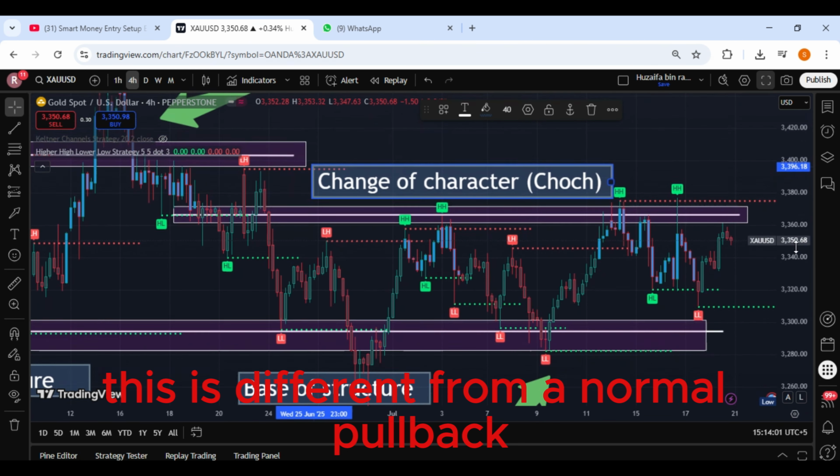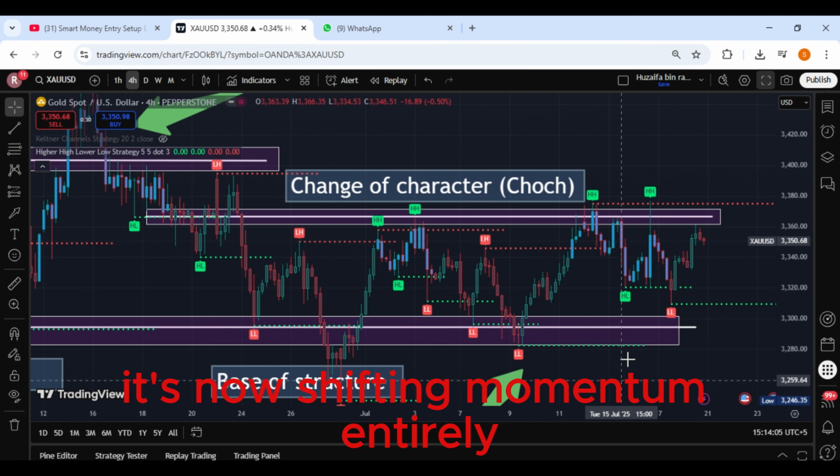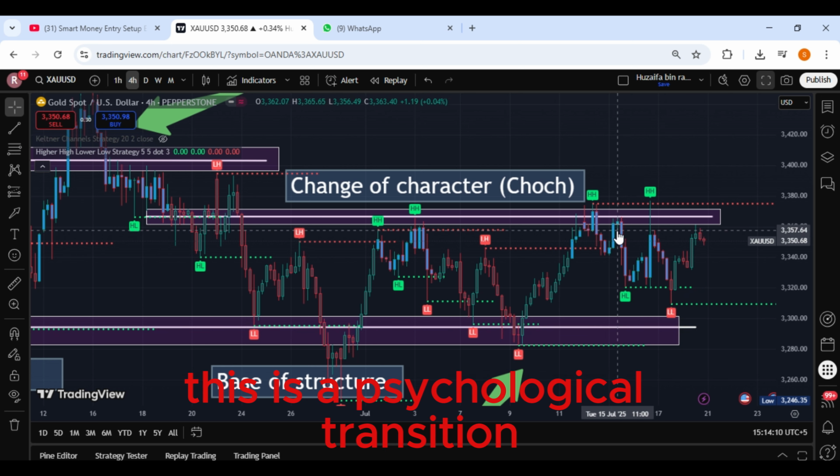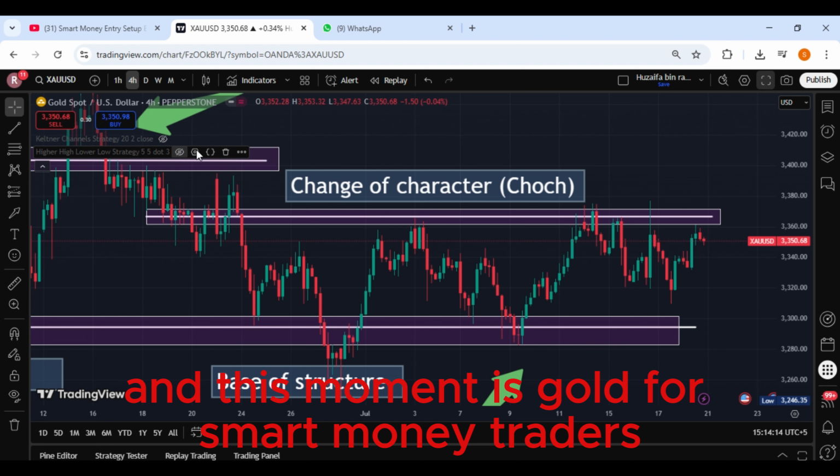This is different from a normal pullback. The CHoCH tells us the market is no longer in the same trend. It's now shifting momentum entirely. This is a psychological transition where institutional traders are preparing to sell heavily, and this moment is gold for smart money traders.